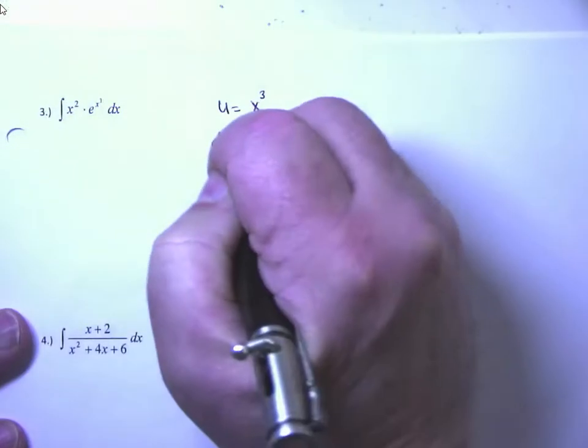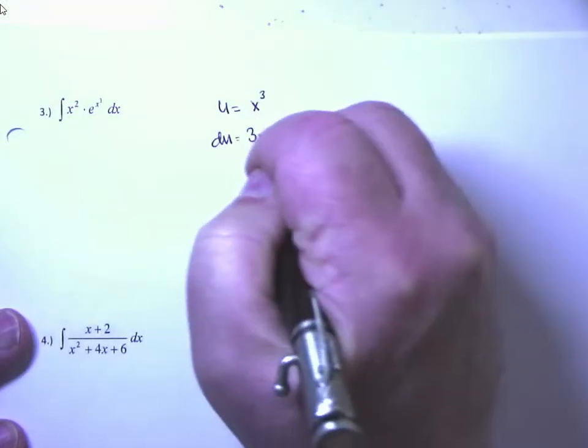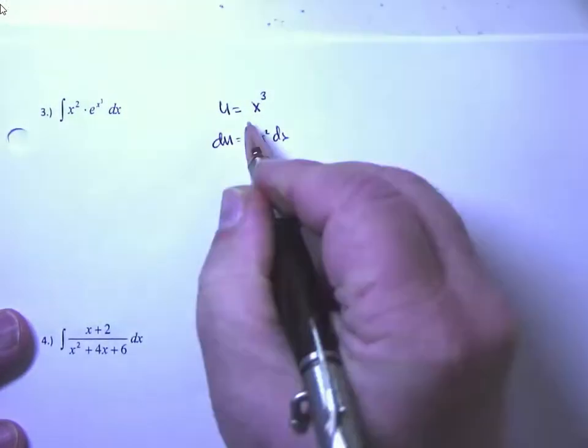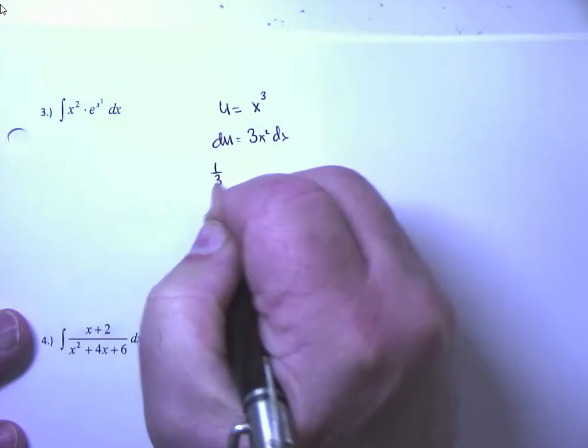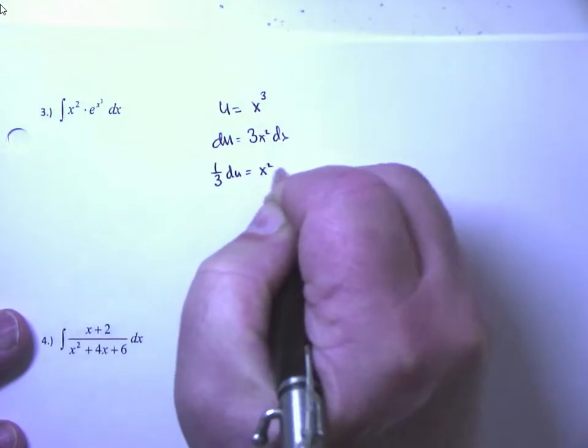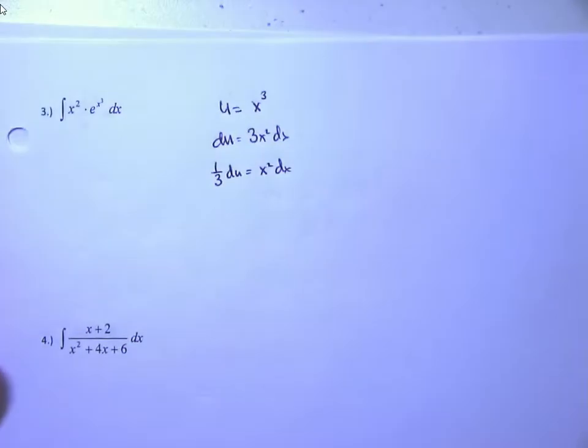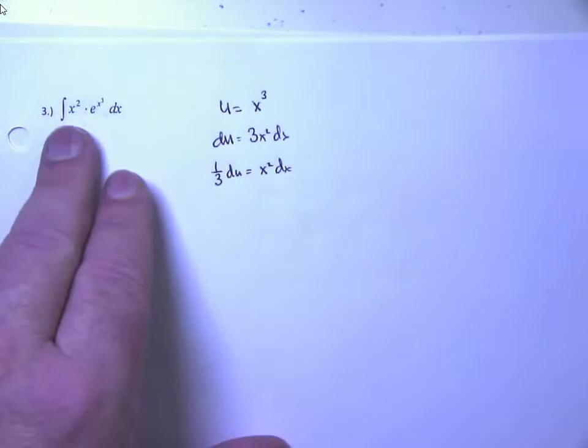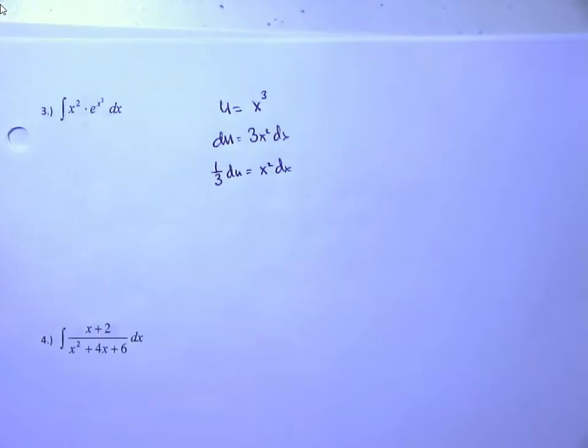Then I do du, the derivative. Derivative of x cubed is 3x squared dx. Move my constant to the other side. That makes 1/3 of du equals an x squared dx. And I pause and hesitate, and I look. Is there an x squared dx in this problem somewhere? Yep, x squared times dx. There it is waiting for me. So I know I'm on the right track.